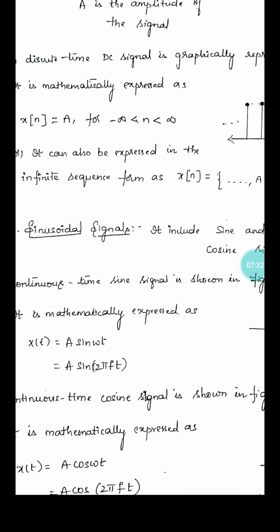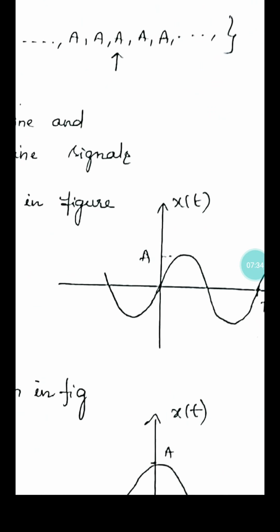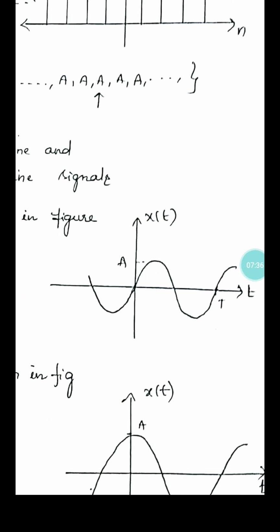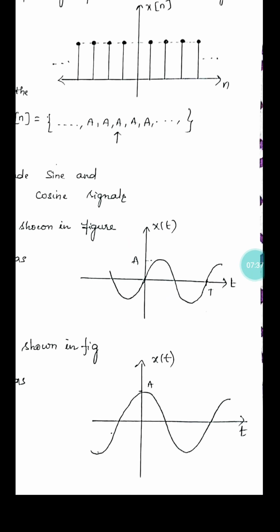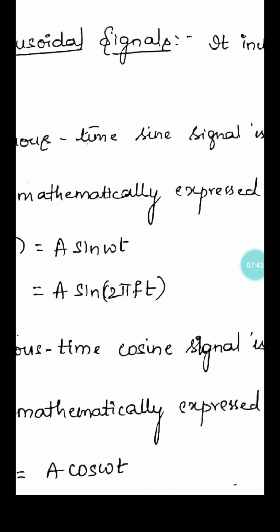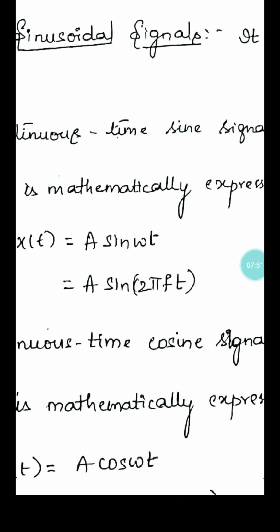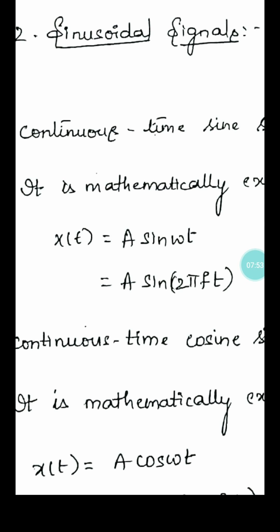Continuous time signals are shown in the following figure. Just now we observed here. Then it is mathematically represented very simply. This is a sinusoidal signal. Simply you can write sine t. It has some time period. You can mention sine omega t with amplitude A. Then we can write the mathematical expression: x of t equal to A sine omega t.